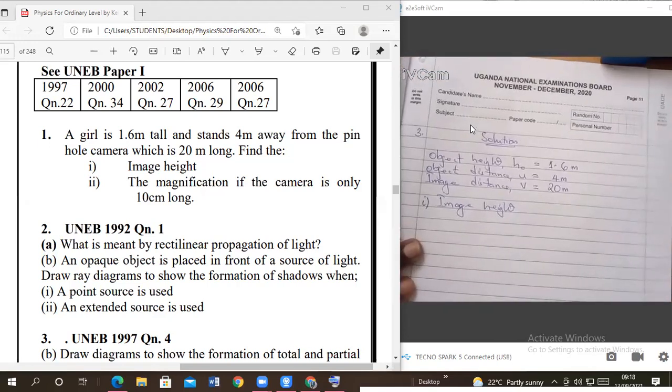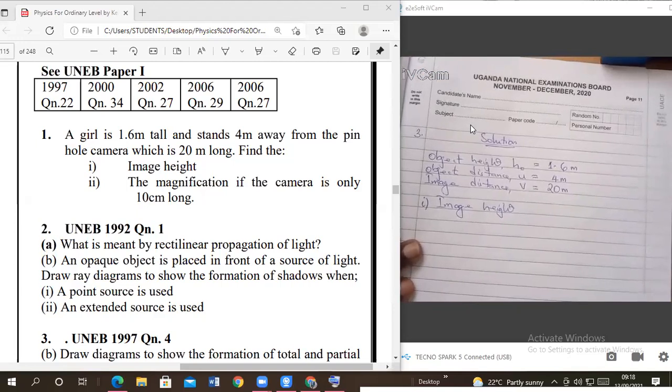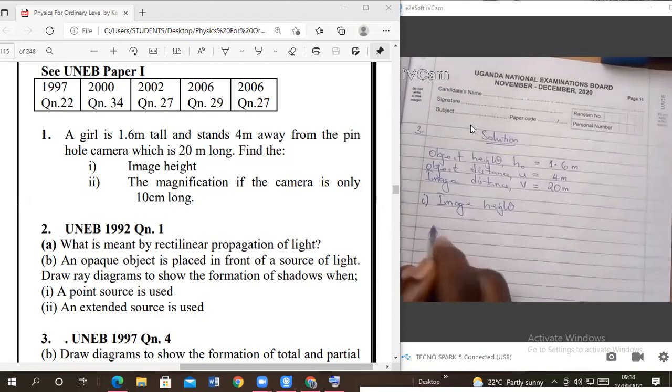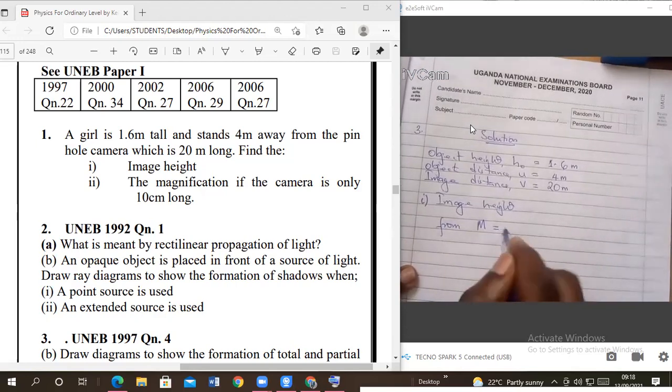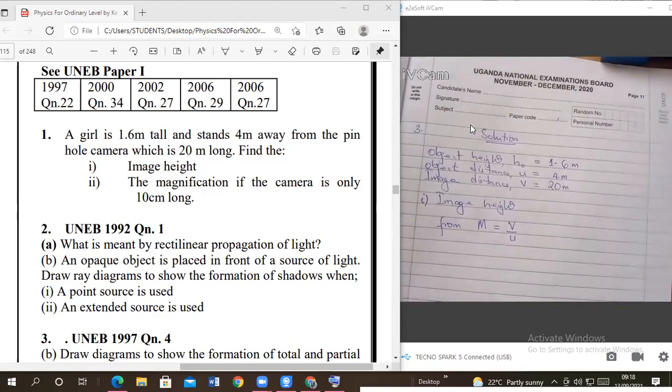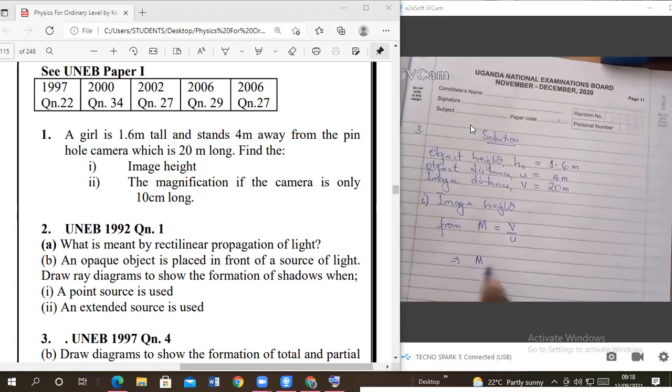So are we going to find the image height by first getting what? Magnification, not so? So from magnification equals V over U, which implies that M is equals to... So our V is what? Members, what is our V? What does M stand for? M is standing for magnification.